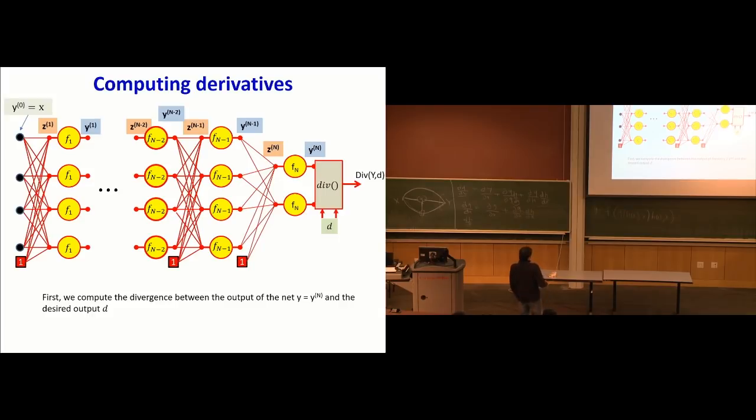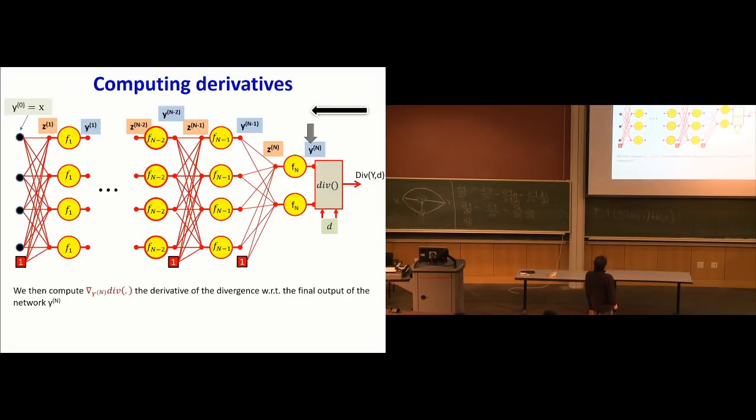Of course, first I need to compute the error itself. So I'll apply some divergence box outside here, which computes the divergence between my desired output and the actual output. Again, this is all for a single training instance. We are assuming that the divergence is differentiable.